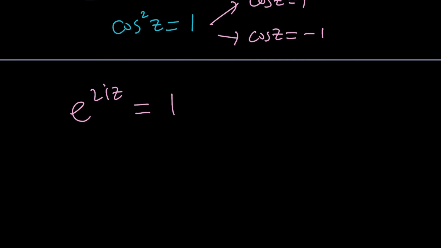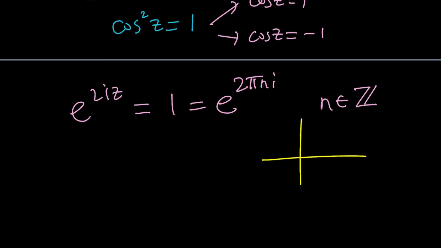Now, e to the 2iz equals 1. And I want to write 1 as e to the power 2 pi n i, where n is an integer. Make sense? So this identity is true because 1 can be complexified. If you think about the Argand plane, 1 is going to appear here. This is imaginary, and this is real. So 1 is real, and it's 1 unit away from 0.